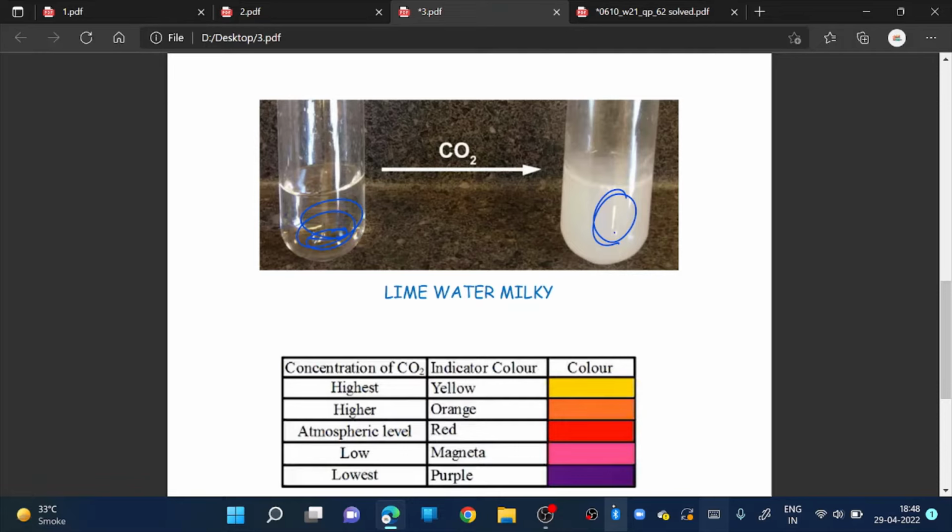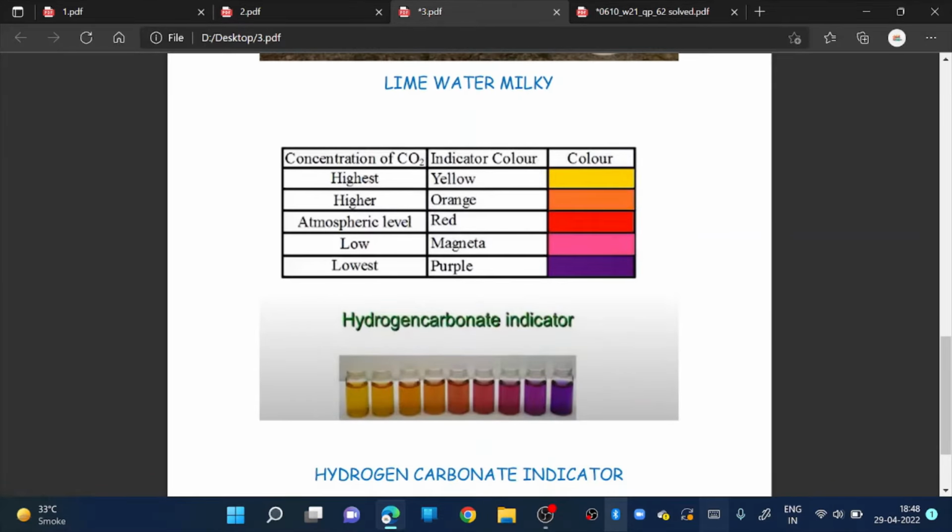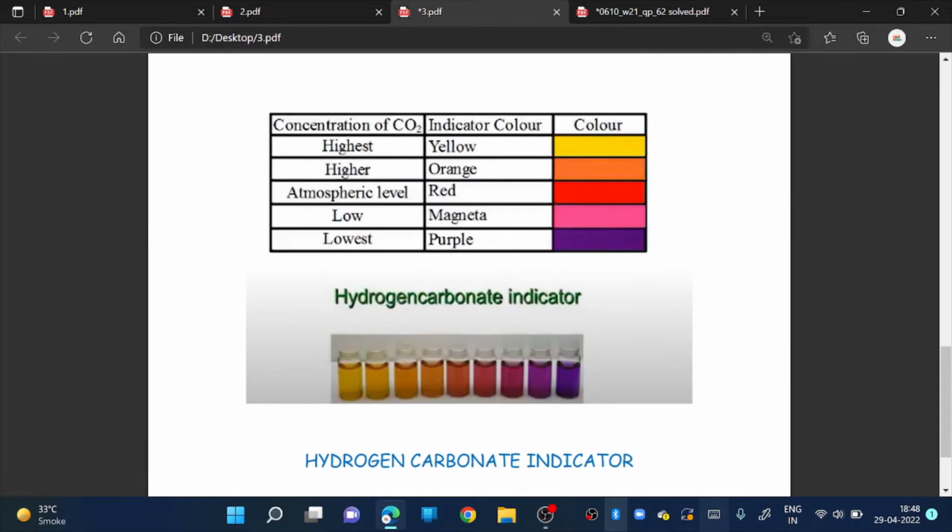When the carbon dioxide is released, it will turn the lime water milky. Or you could also use what is called the hydrogen carbonate indicator. Hydrogen carbonate, at atmospheric level, is red in color. You can see this color at the start. As the pH changes, the colors also change.